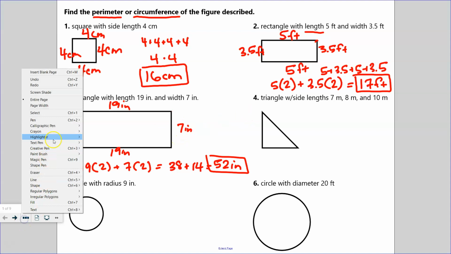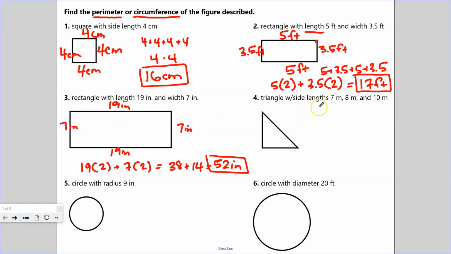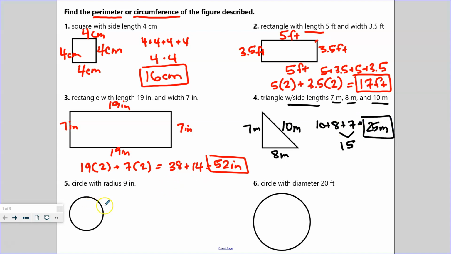All right. So yellow doesn't show up very well, so I'm going to get rid of it. But so we have a triangle with side lengths. They're all different. So this would be what type of triangle if you're basing off the sides? I'll give you a minute to think about that. All sides are different. That would be called a scalene triangle. We just add up all three of these, right? So we have 10 plus 8 plus 7, right? We have 15 here, plus 10 is 25 meters around this triangle.